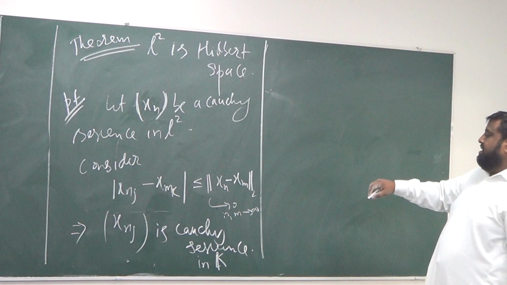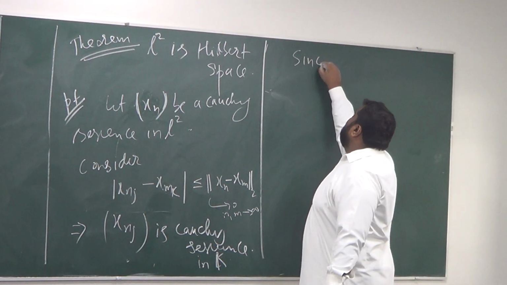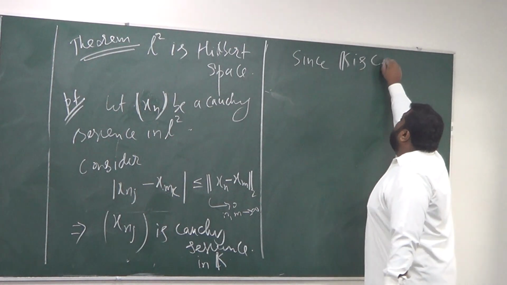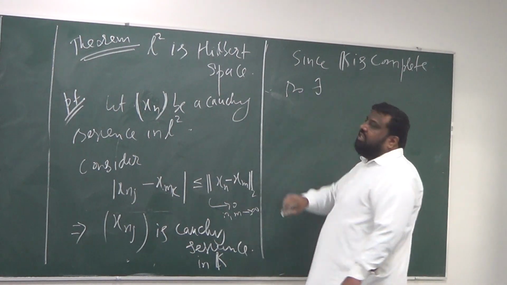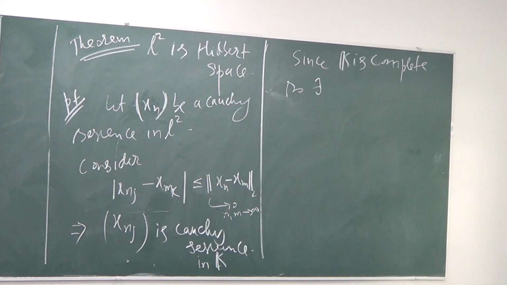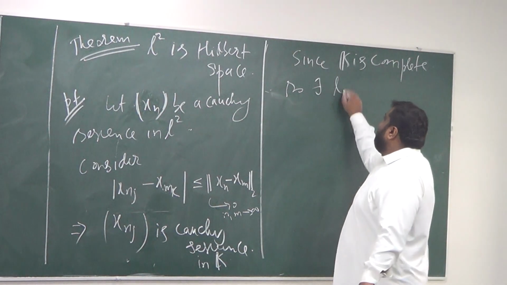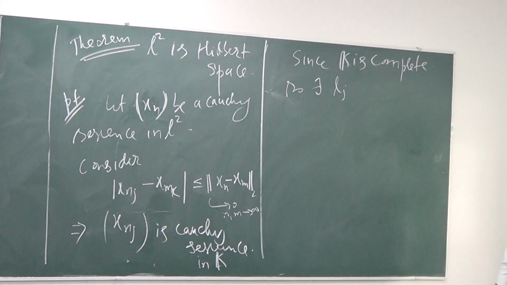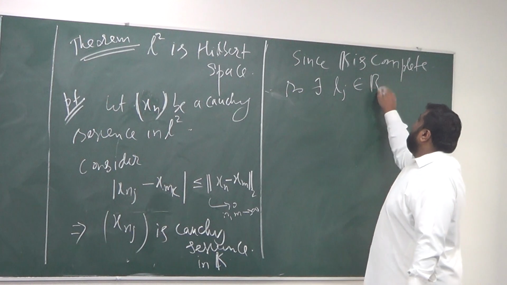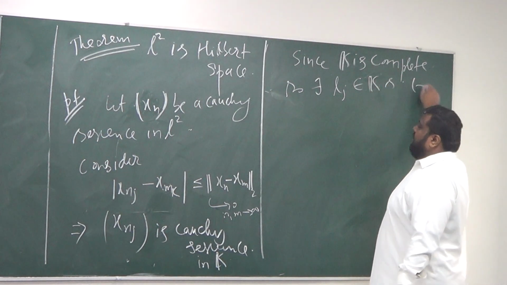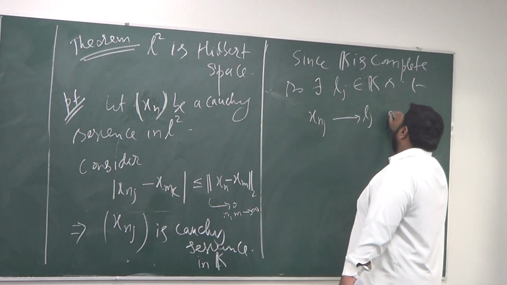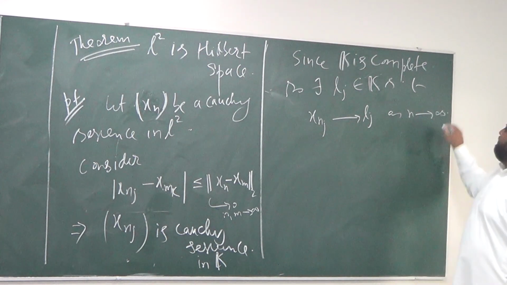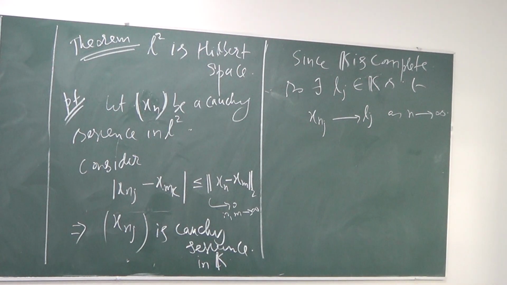So if it is a Cauchy sequence, what does it mean? Since K is complete, there exists a limit, let me call it Lj, in K such that xnj converges to Lj as n goes to infinity.